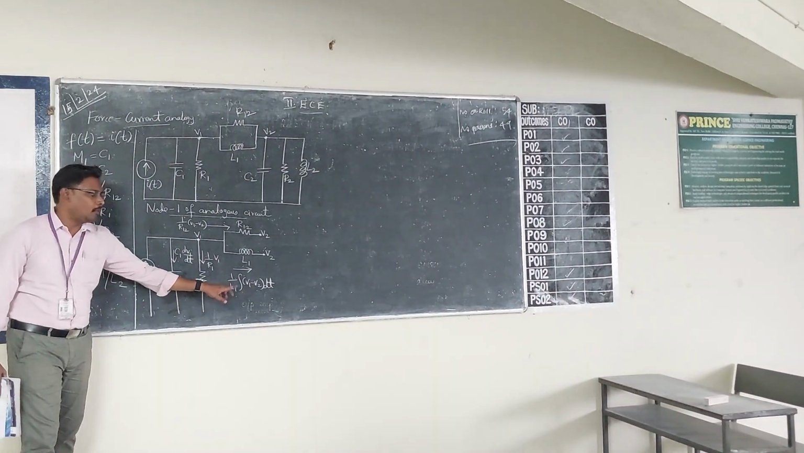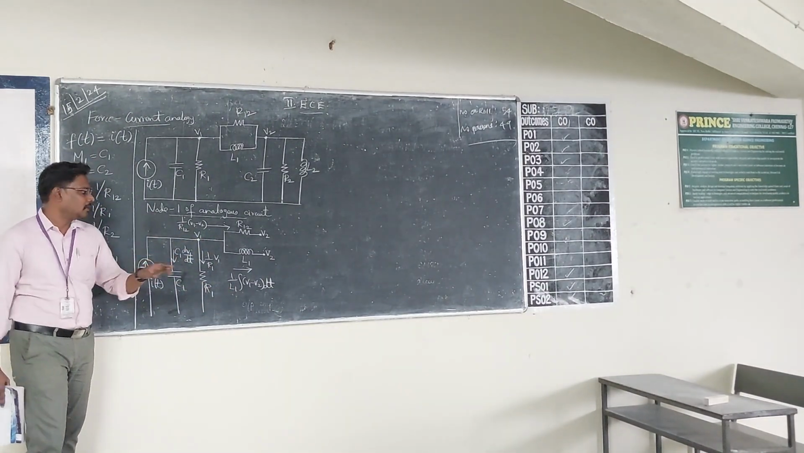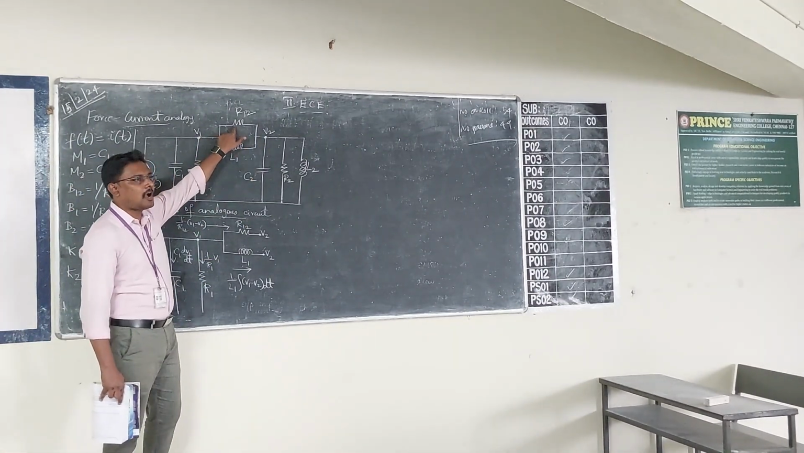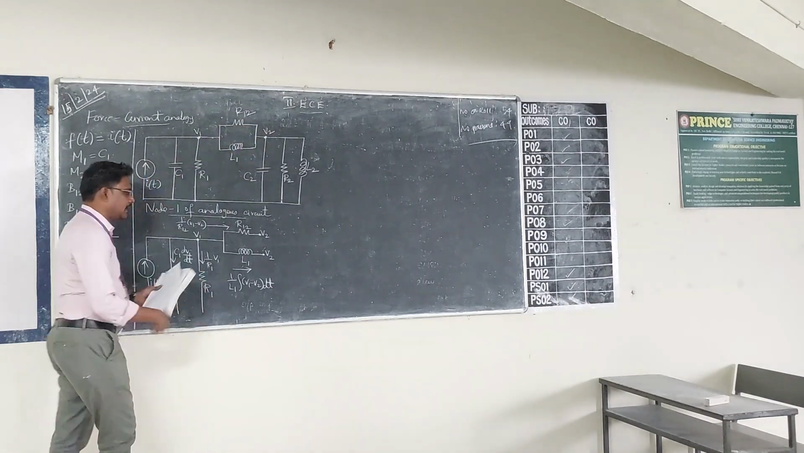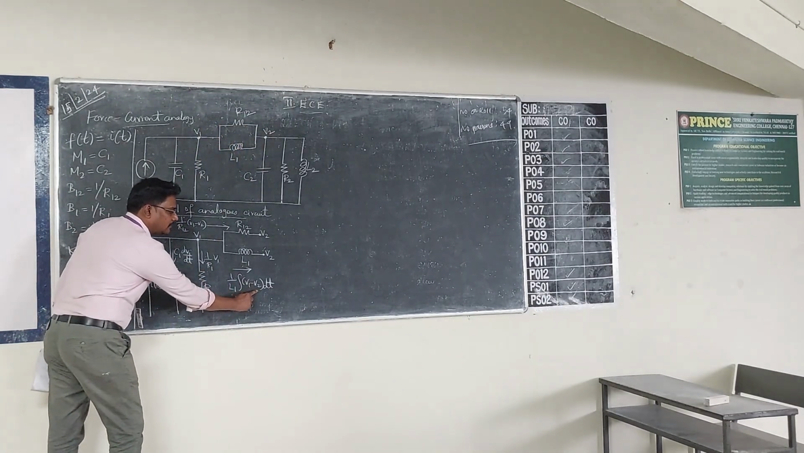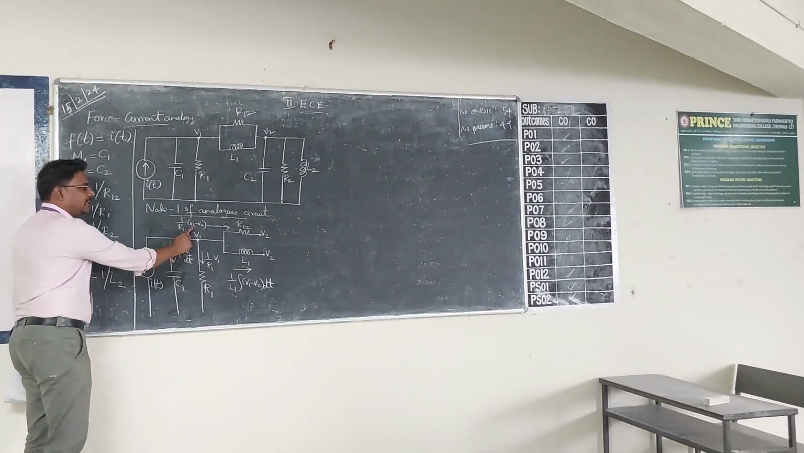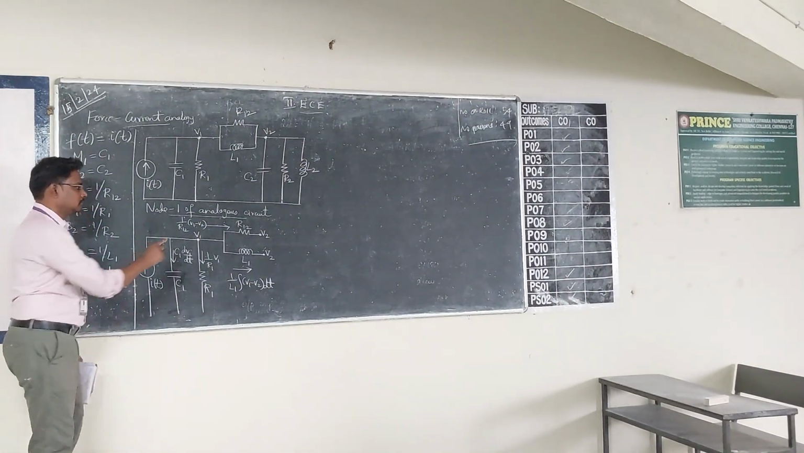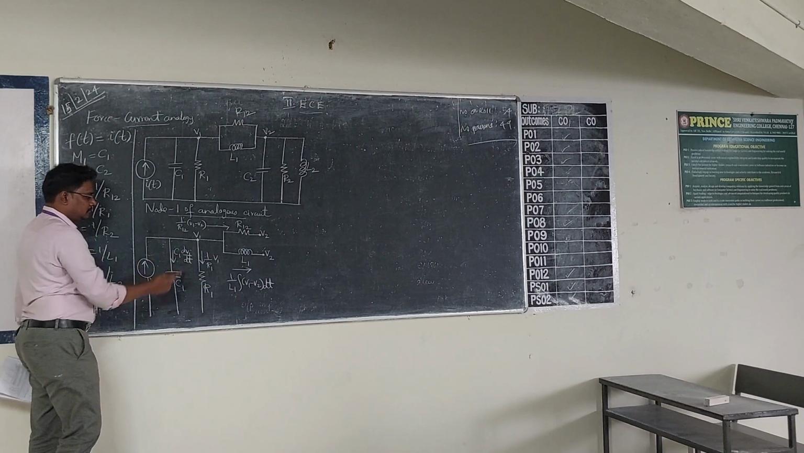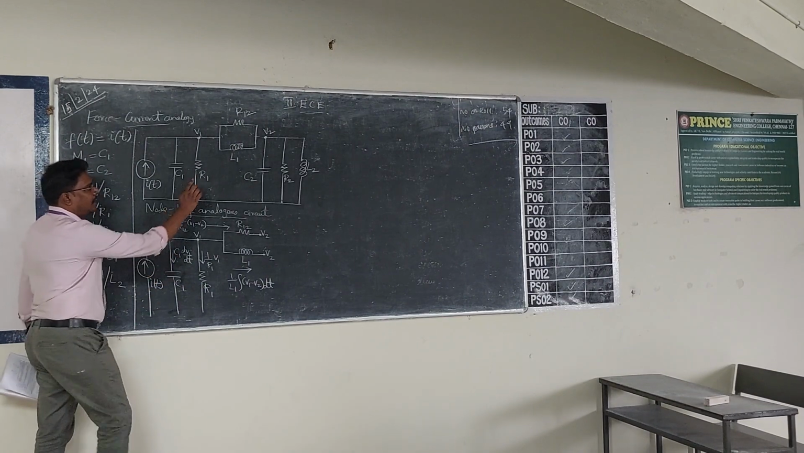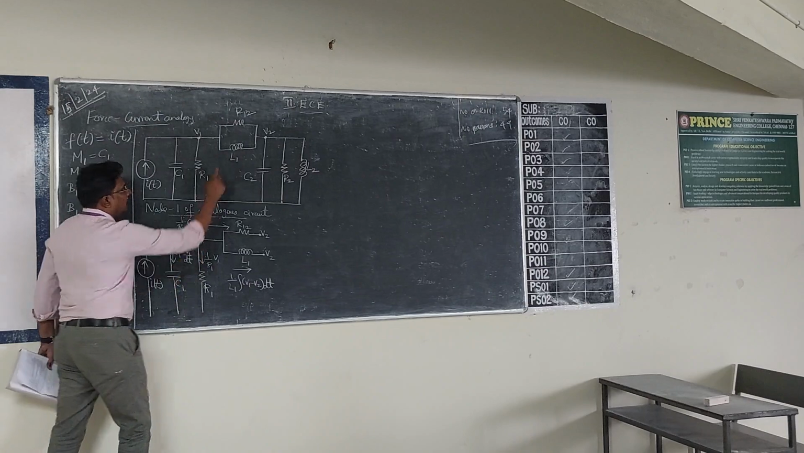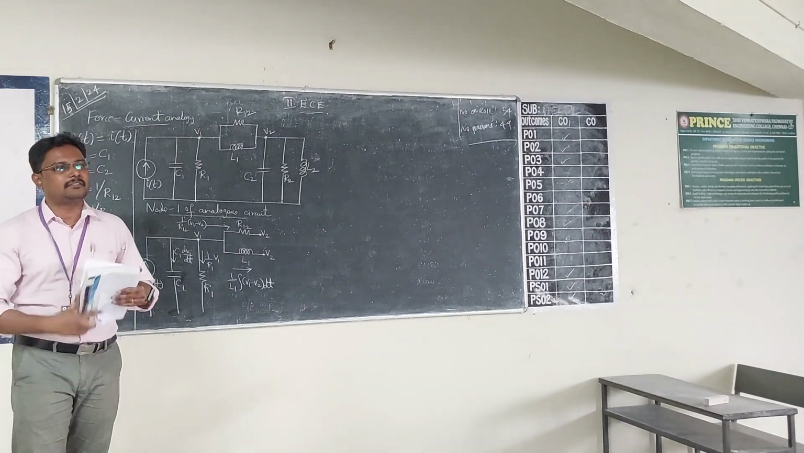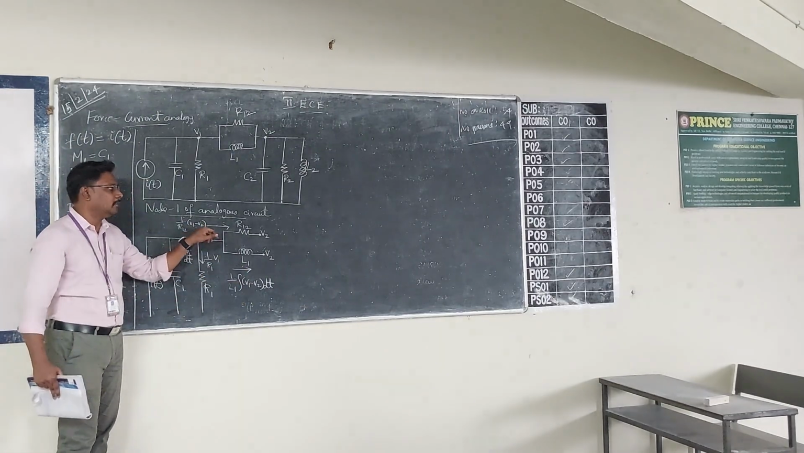Formula for inductor: 1 by L integration of V dt. This inductor is common to V1 as well as V2. This resistor is common to V1 as well as V2. So what do you do? 1 by L1 integration of V1 minus V2 into dt. Correct? For this resistor, what is I? I is equal to V by R. So V1 minus V2 by R1, the V by R formula. The capacitor is separate, that's all. Because this R1 and L1 are common to V1 as well as V2, you have to put the minus sign like this: V1 minus V2, V1 minus V2.